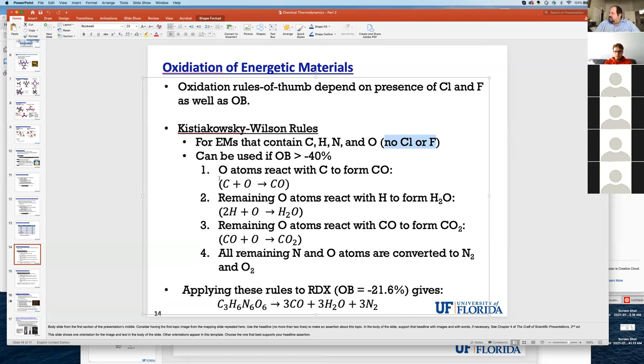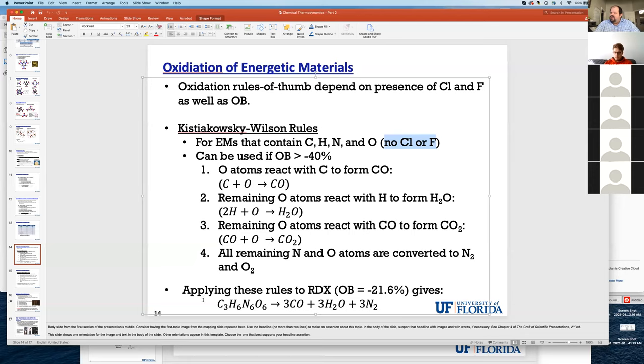These three steps should look familiar. Those are identical to the fuel-rich oxidation rule for hydrocarbons. Okay, and then all remaining N and O atoms are converted into N2 and O2.